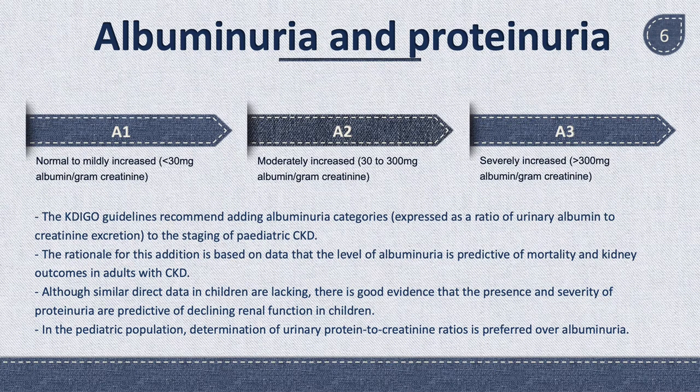As can be seen, it is classified into three different categories: A1, with a normal to mildly increased proteinuria; A2, moderately increased; and finally A3, with a severely increased proteinuria of more than 300 mg of albumin per gram of creatinine.